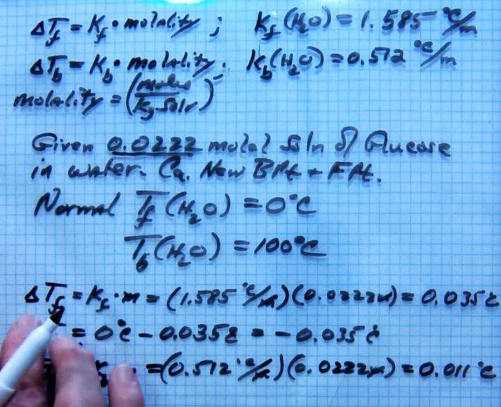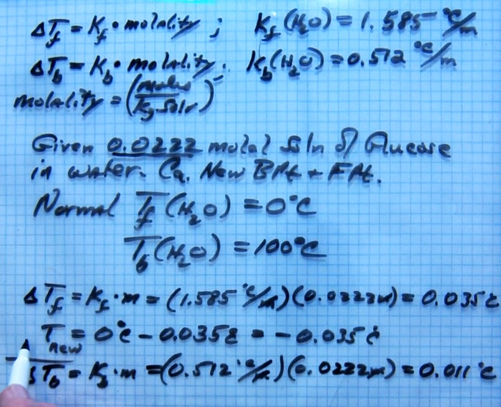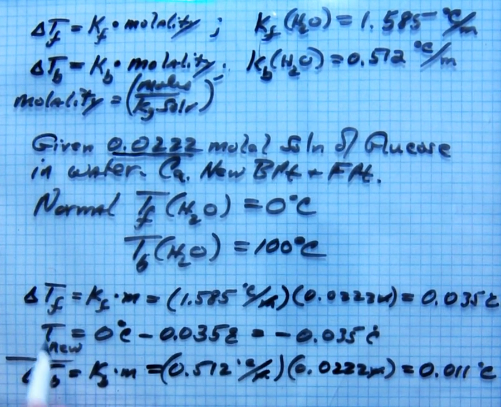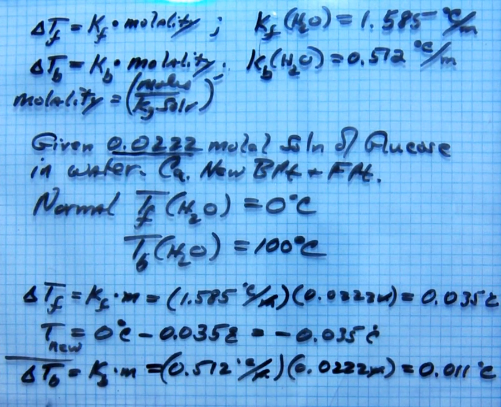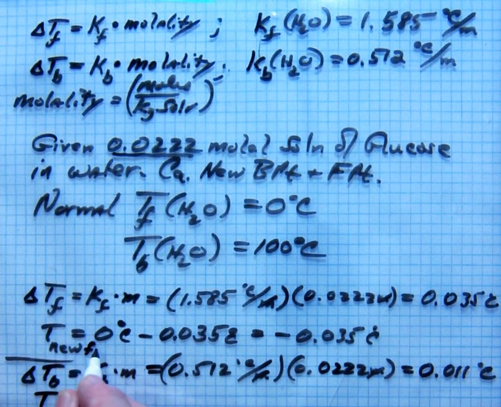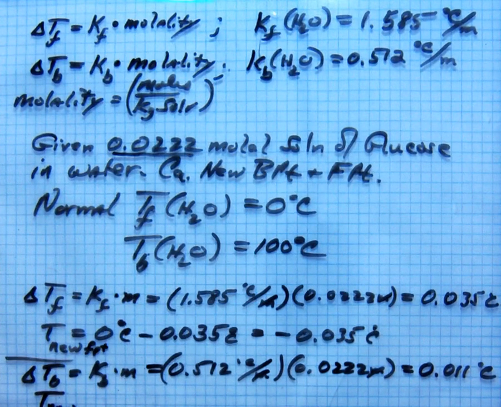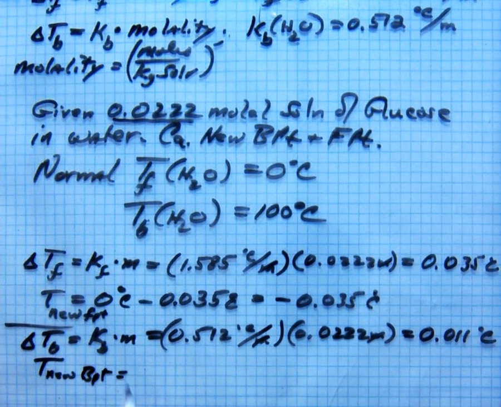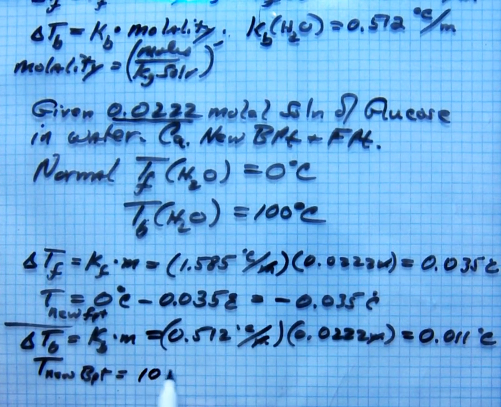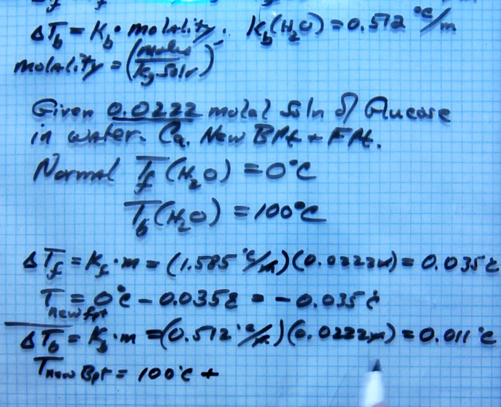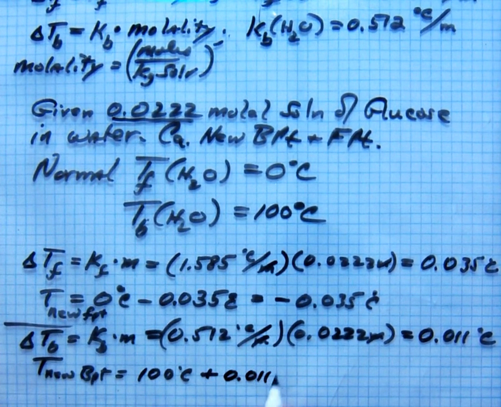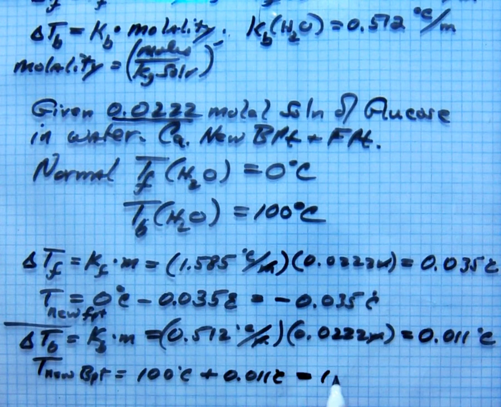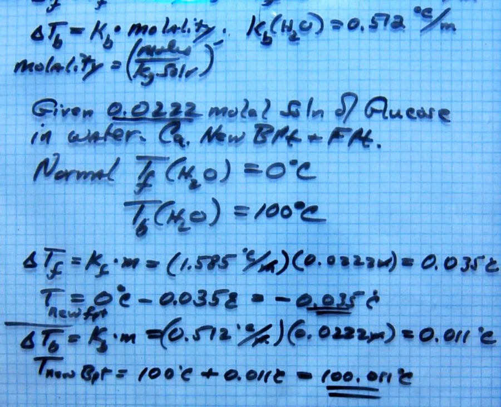Actually, it's not a new change. I'm sorry, that was wrong right there. Erase that delta T new. The new temperature, boiling point or freezing point. So T new freezing point, or new, I'm off the page, I'm going to come up a little bit. New boiling point is equal to 100 degrees C plus the boiling point elevation, 0.011 degrees C, which is 100.011 degrees C. There, and there are your new temperature values here.